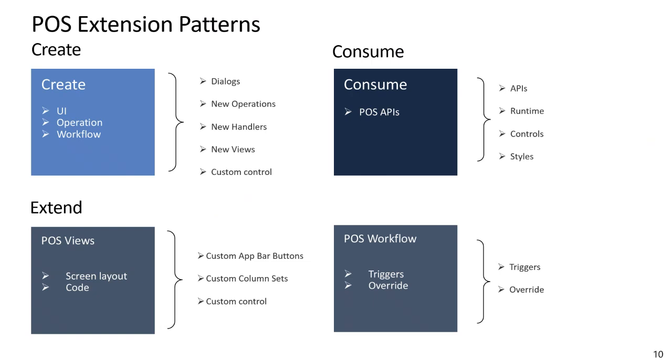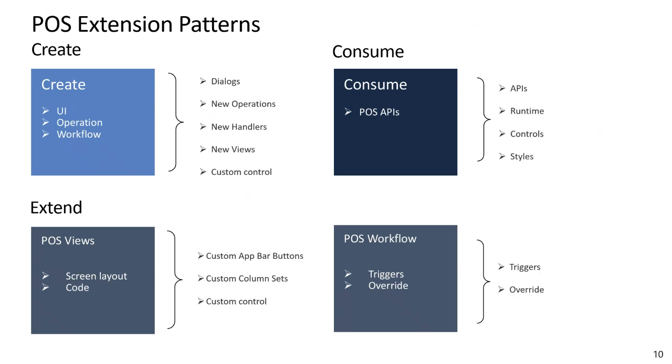Then the last pattern is extend, where you want to modify the out of the box functionality. Let me give you a quick example. There is a view, say the product search view. In the search view, I want to add a custom column to show inventory information. Or in the product details page, I want to add a custom control and show additional information about the product. In this case, you are modifying the existing flow. That's why we call it extend, where you want to modify the out of the box flow.